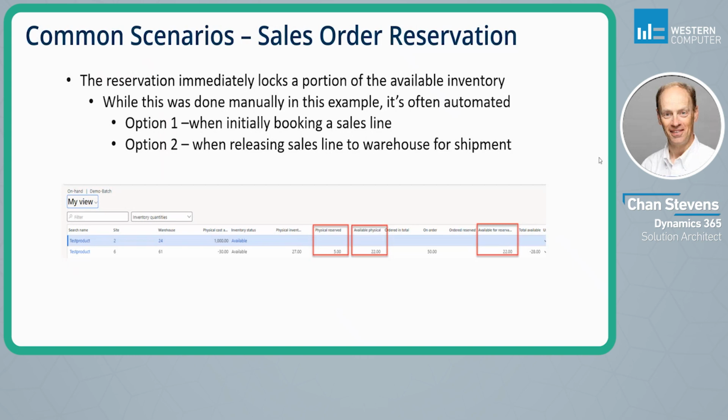Now, I did that reservation manually from the sales order line. I can certainly do that for exceptions or hot orders or something like that. But in most implementations, you'll want to automate that reservation process, either initially when you book the sales order or when you release the sales order to the warehouse for shipment.